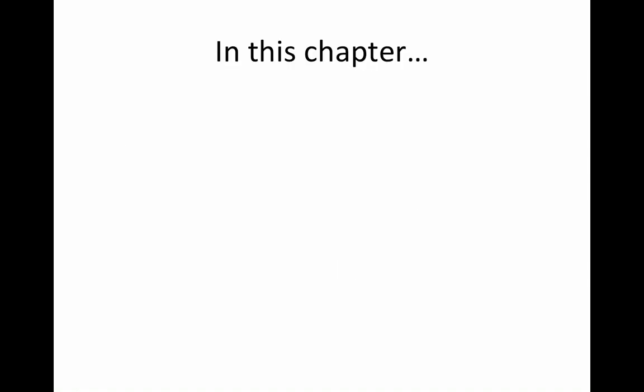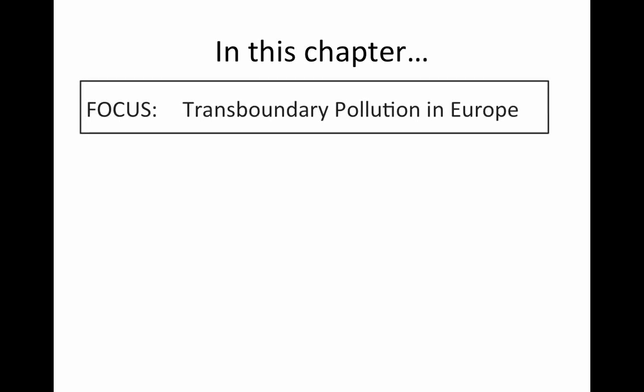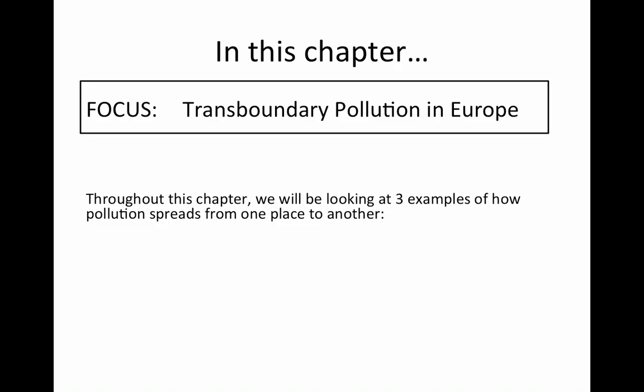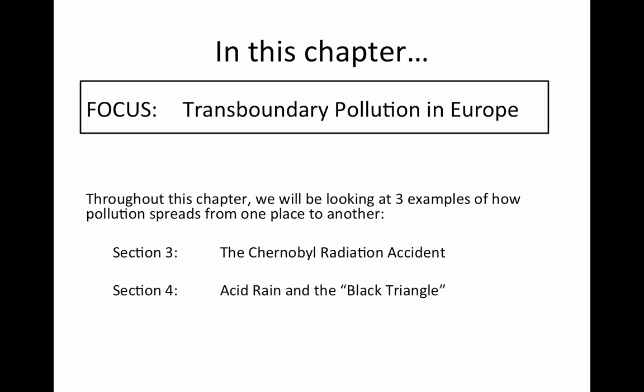In this chapter, we are focusing on transboundary pollution in Europe. Throughout this chapter, we will be looking at 3 examples of how pollution spreads from one place to another. In Section 3, we will be looking at the Chernobyl radiation accident. In Section 4, we'll be looking at acid rain and the Black Triangle. And in Section 5, we'll look at the Tisza Danube cyanide spill. Soon, we will get started with our first example.